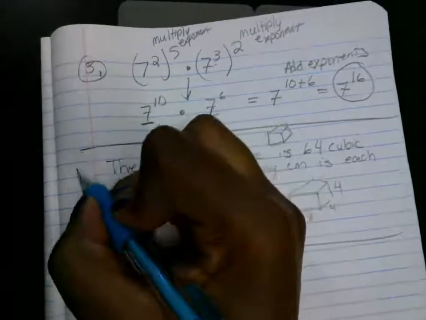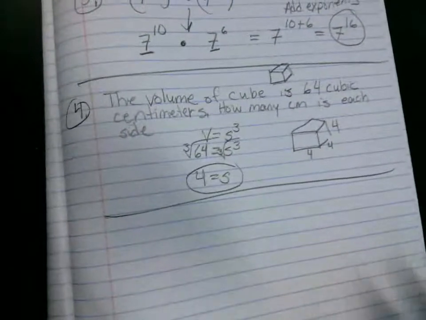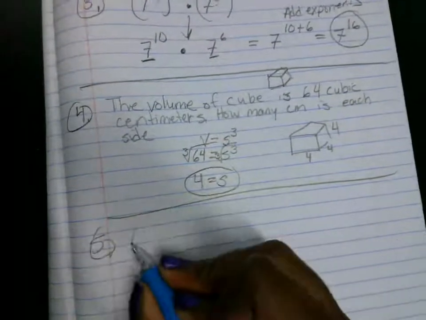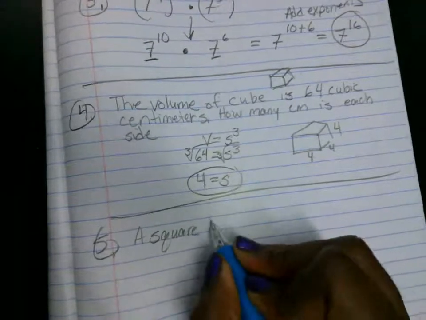Yes, baby. You need more time? Number 5. A square. I didn't count them, baby, okay?